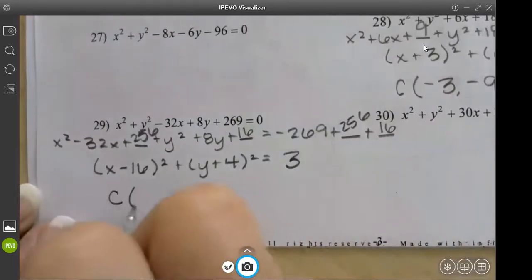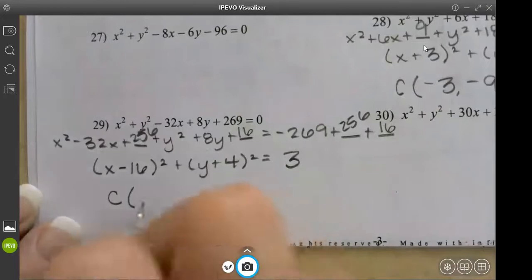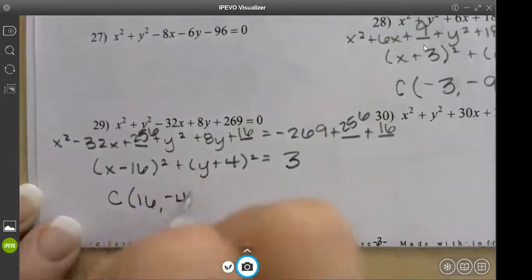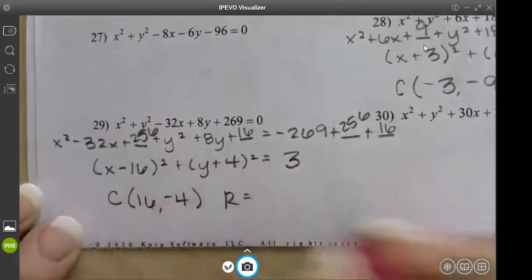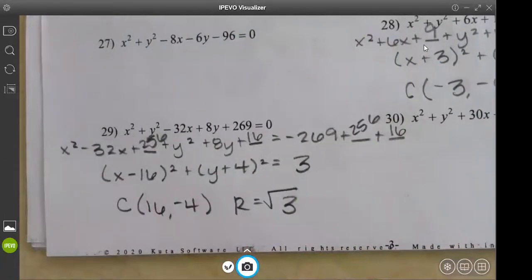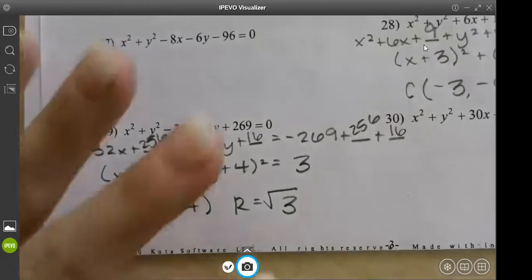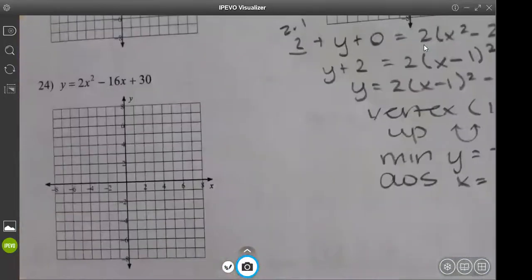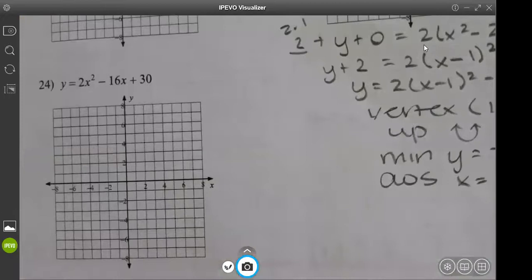What's your center? 16, negative 4. Your radius? Square root of 3. There's nothing else you can do for that. Any questions?